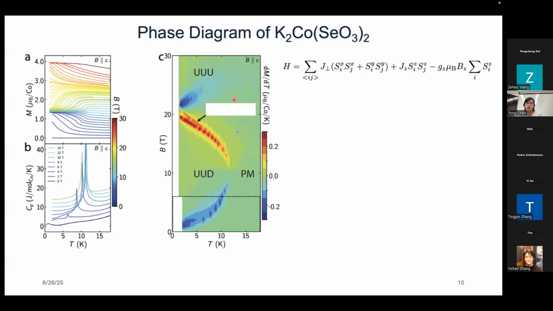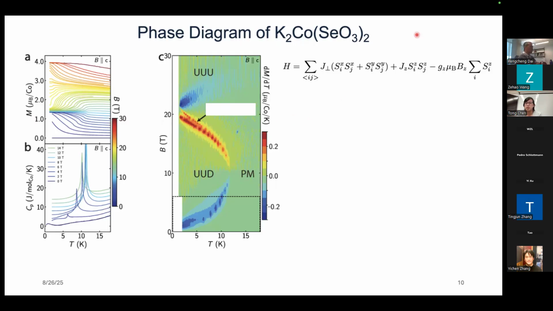On the right-hand side, I plot here the phase diagram, which is the dM/dT versus temperature and magnetic field. It's directly from the data shown in panel A. As we can see, there's an extended up-up-down state here, corresponding to the 1/3 magnetization plateau phase. At high temperatures, you have the paramagnetic phase, and at high magnetic field along the axis, all the spins are polarized. Then you have the ferromagnetic or all-up phase.